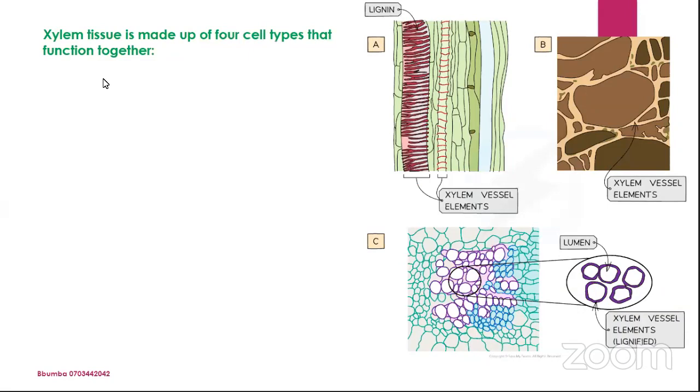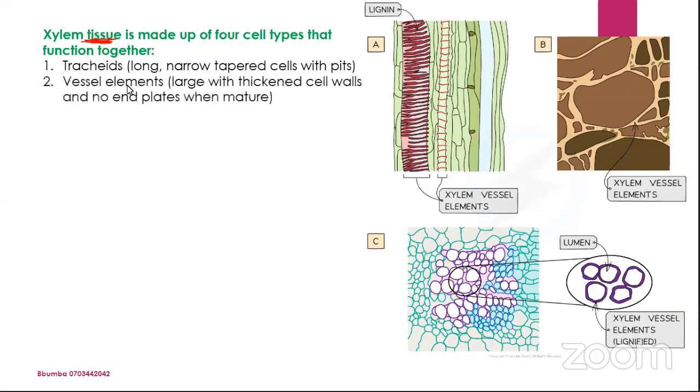So xylem tissue. Tissue is made up of 4 cell types that function together. Remember, a tissue refers to a group of cells from your senior 1 biology. A tissue is a group of cells that can perform a particular function. But xylem is made up of different tissues. The first tissue is the tracheid. The tracheid comes in different forms, as we shall see. Another one is the vessel element.